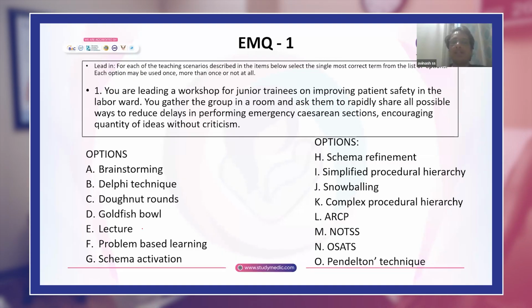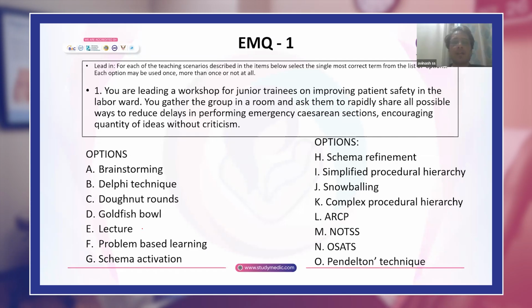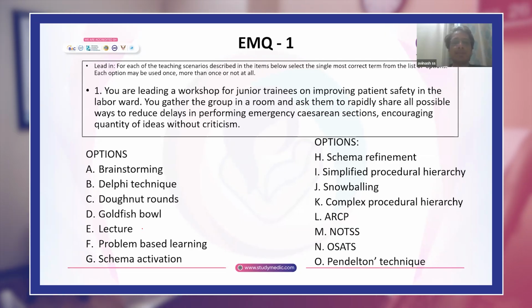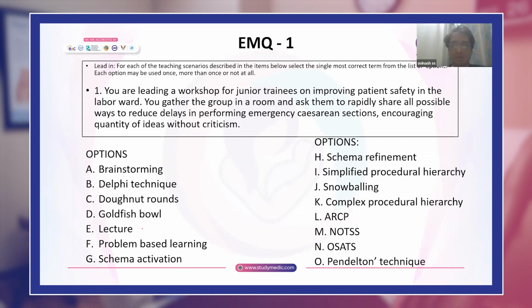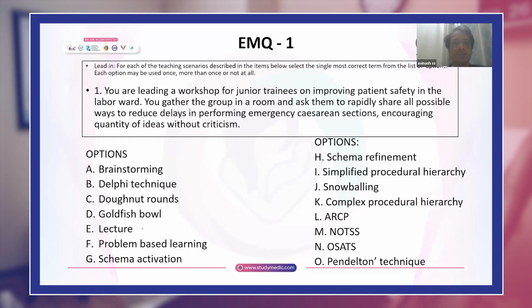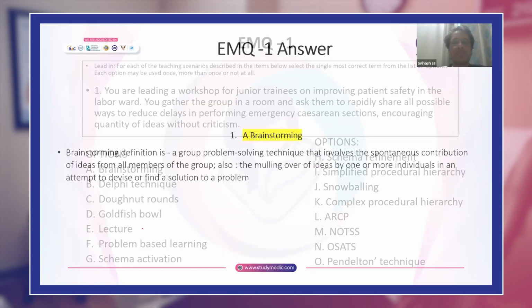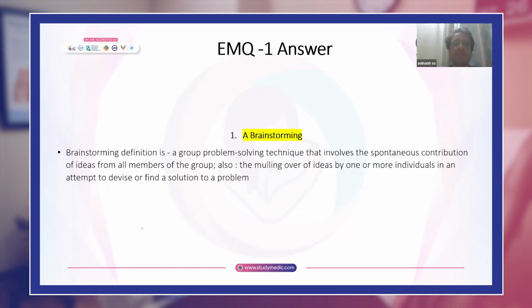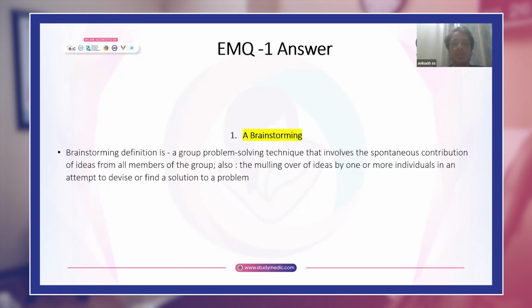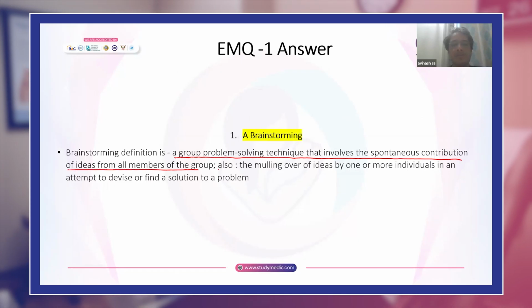So here basically, we are inviting ideas, right? And we are going to discuss those ideas, and we are to jot down those ideas, and we will be discussing with each other with the interactive type of session. And this type is actually called brainstorming. Okay, so brainstorming is a problem solving technique. It involves a spontaneous contribution of ideas from all the members of the group.